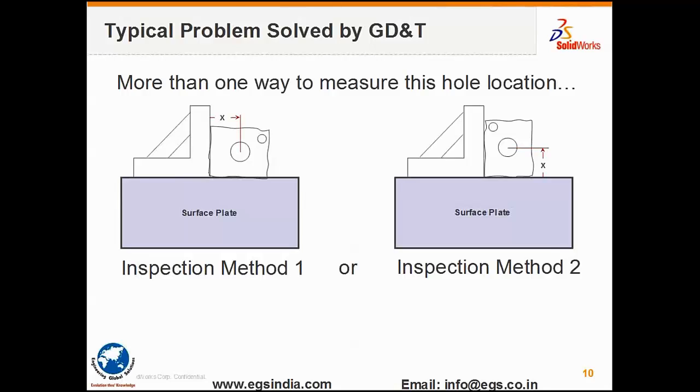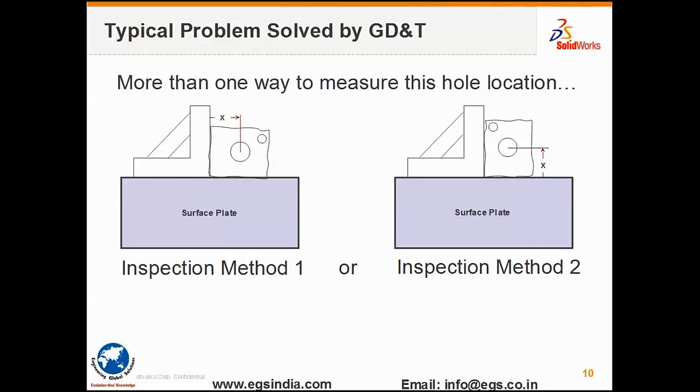If you take a part with a hole, there is more than one way to locate and measure the hole location. Inspection method 1 or 2 can be adopted, which would be well in place with regard to the plus or minus scheme, in order for us to accept the component in incoming quality acceptance.